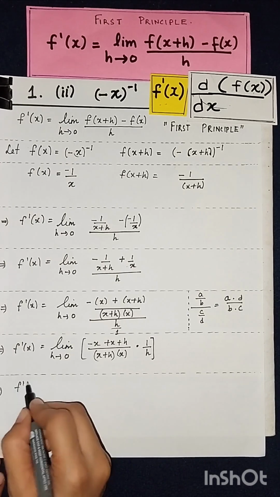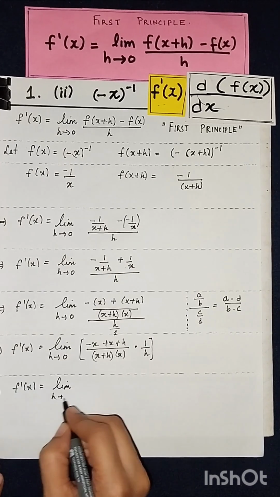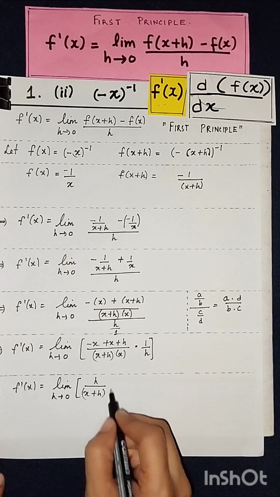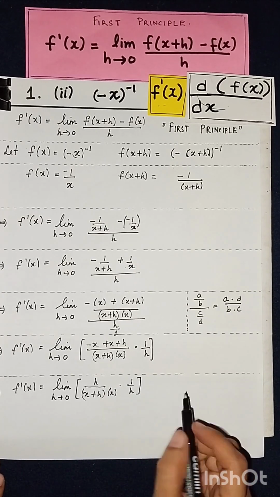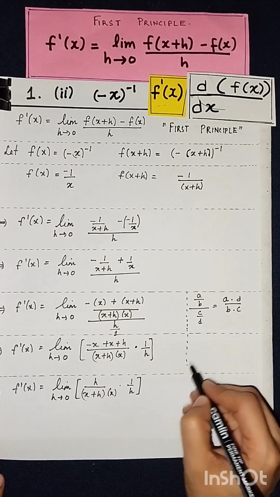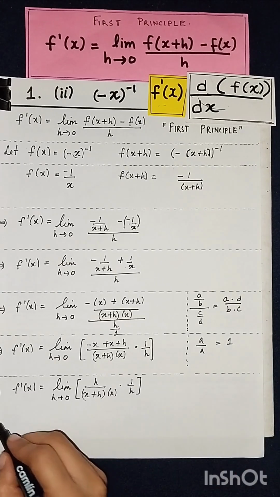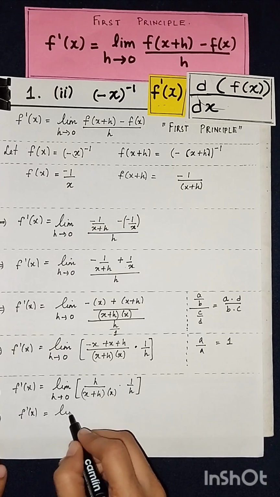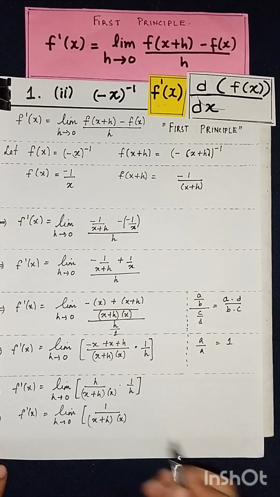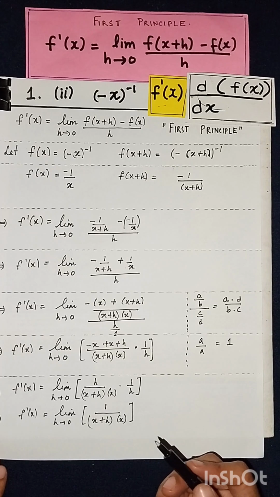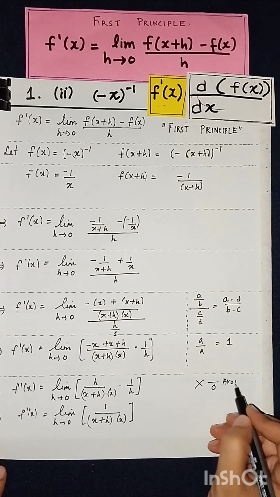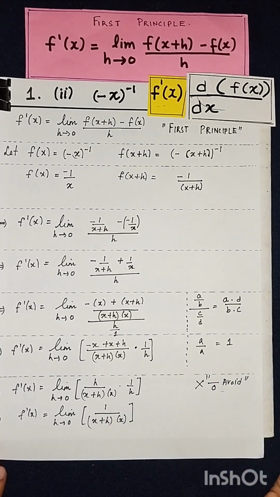Now this implies f dash of x is equal to limit h tends to 0 minus x plus x will neutralize. You will get h, x plus h into x divided by 1 by h. Now we know that if you have same term in the numerator and denominator, it will be 1, right? So if you have a by a, it is 1, correct? So now this implies f dash of x is equal to limit h tends to 0. In the numerator it is 1, in the denominator it is x plus h into x. Now can we give h equal to 0? Even if we give, we can avoid denominator 0, right?